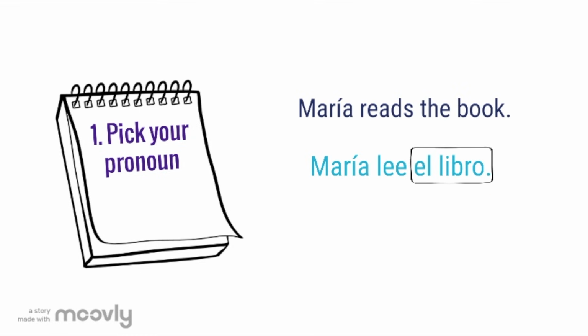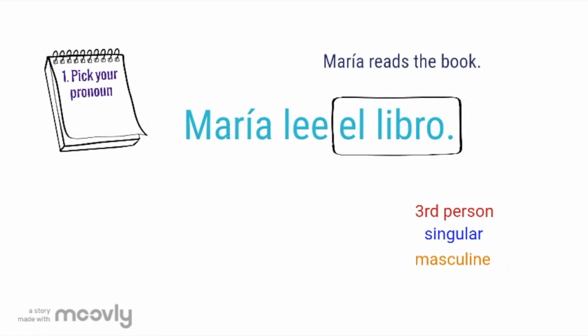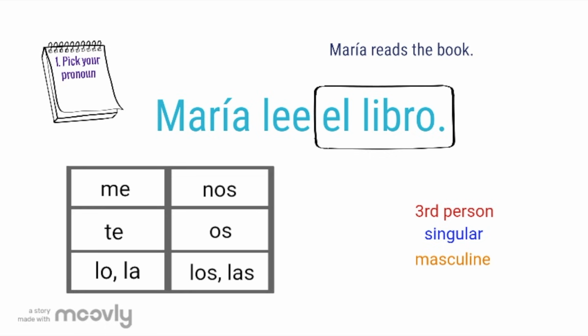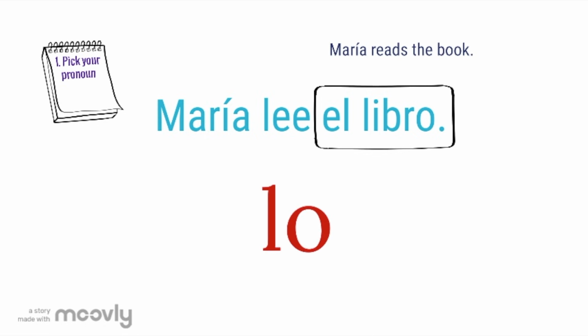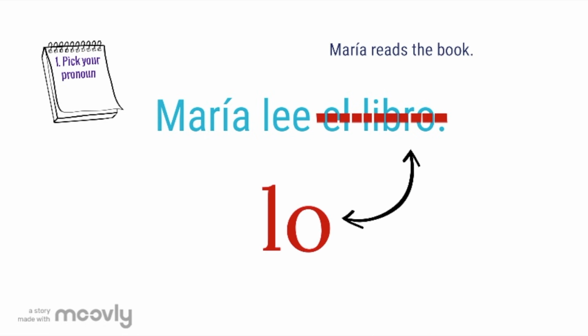We can tell that that is third person, singular, and masculine. When we review our direct object pronoun chart, there's only one that fits that combination. Third person singular is lo or la, and the masculine one is lo. So that's our only option for the pronoun, lo. That gives us Maria lee lo, and sadly, this doesn't make sense yet. We still need to fix the placement.